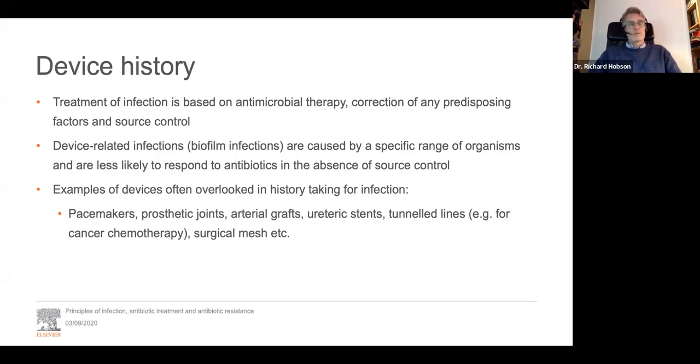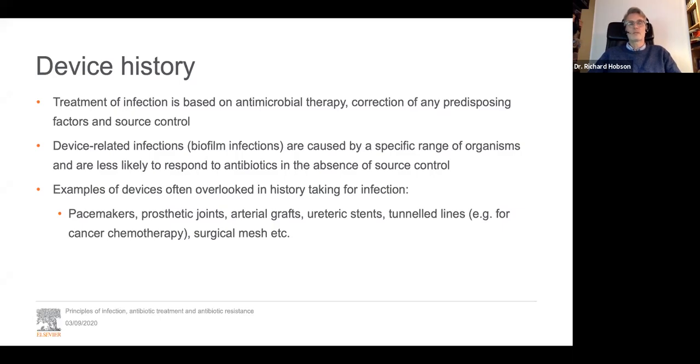And again, just through experience, examples of devices which are easily overlooked in history taking for patients with infection are, perhaps surprisingly, something as obvious as a pacemaker. That's because once a patient's got a pacemaker, they have it for many years, and the patient may well forget they've got it, not mention it in a history. It's possible it might be skimmed over by the person asking them a history as well.